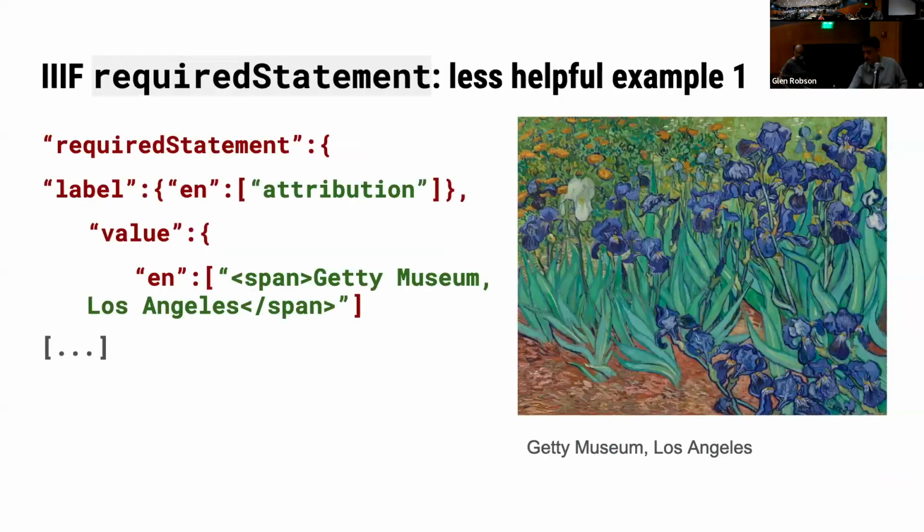This is a fictionalized example of how we have seen the required statement field being used. This example shows that the institution is asking for credit to go to the Getty Museum in Los Angeles alone, and doesn't provide information about the title, artist, or copyright status.